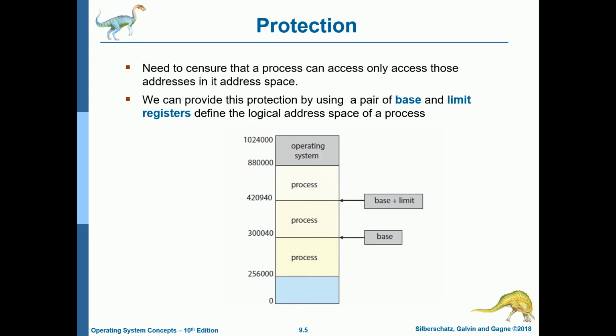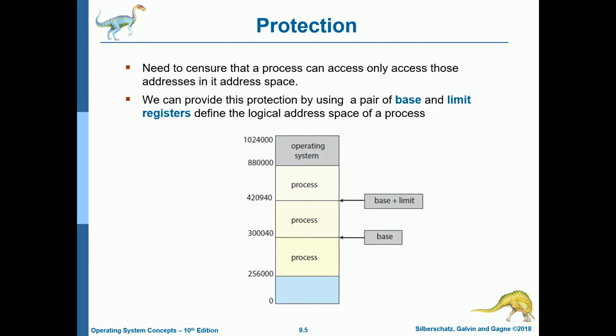Here we outline one possible implementation. We need to first make sure that each process has a separate memory space. Separate per-process memory space protects the processes from each other and is fundamental to having multiple processes loaded in memory for concurrent execution.